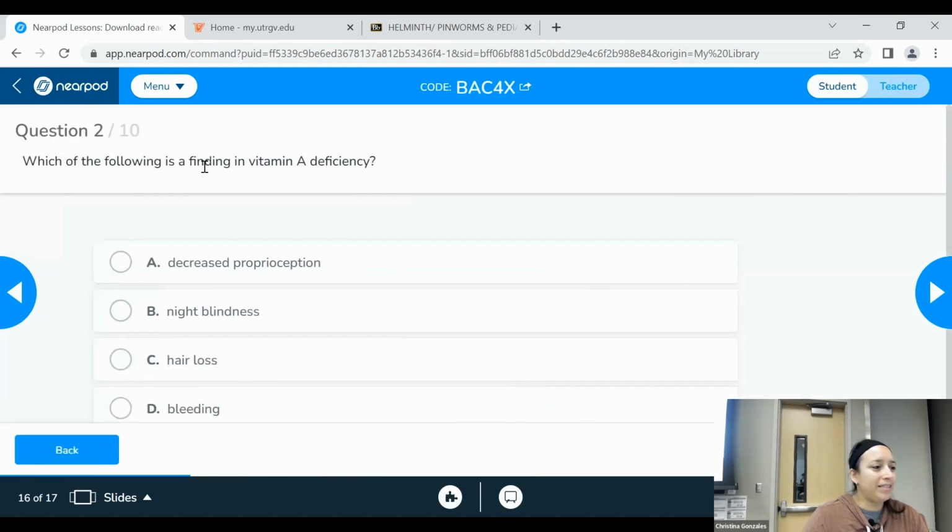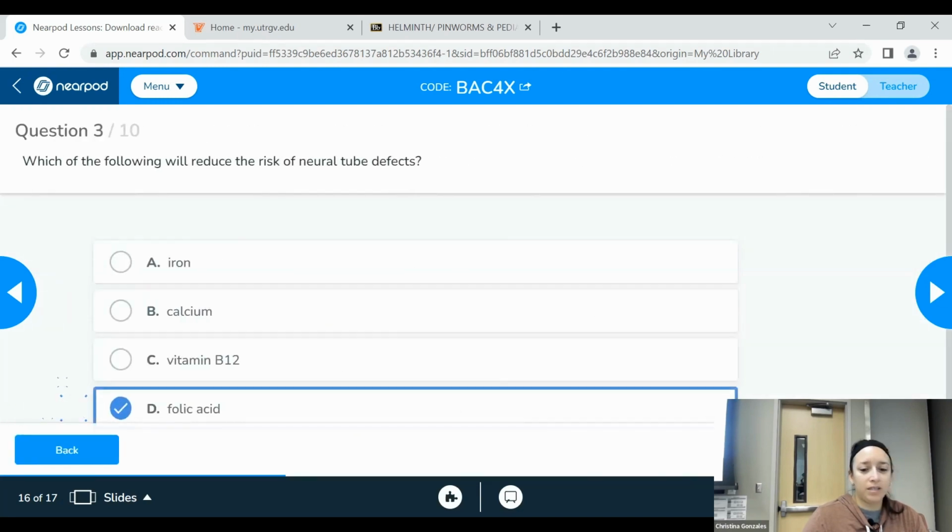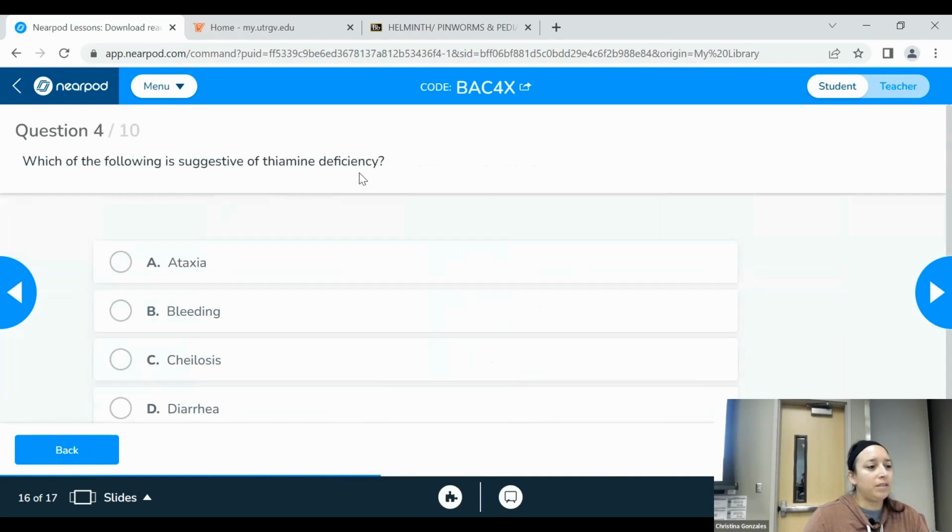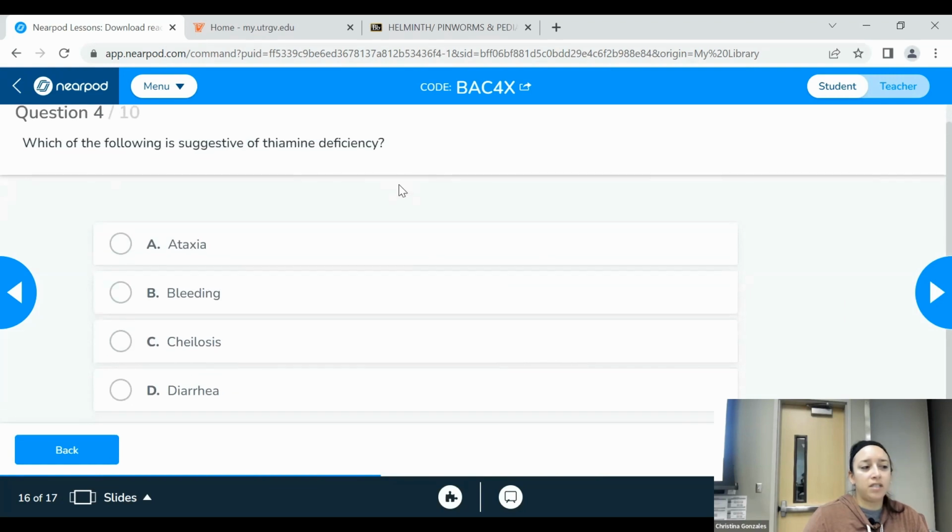Which of the following is a finding of vitamin A deficiency? Oh my gosh, so easy. Neural tube, super easy. Okay. Which of the following is suggestive of thiamine deficiency? We said ataxia, that's the coat rack, right? Coat ataxia.